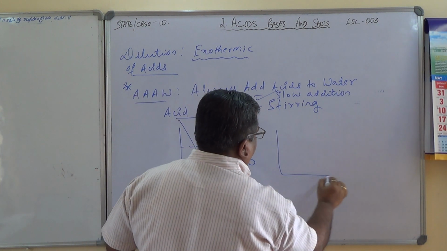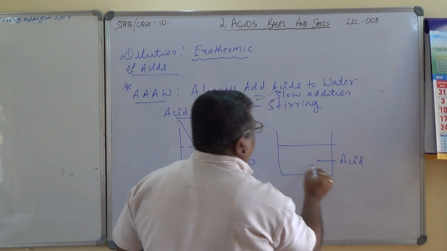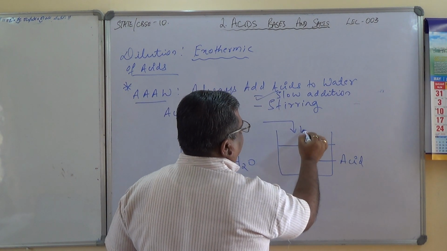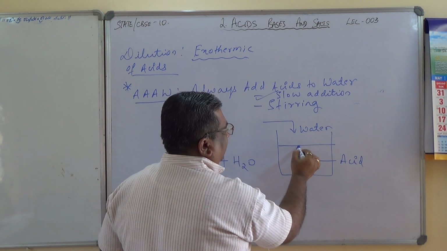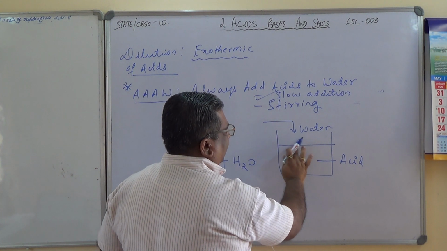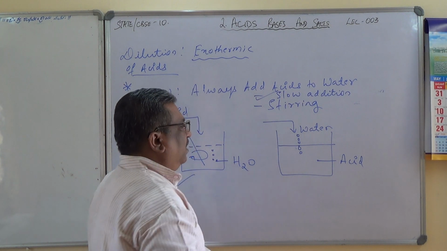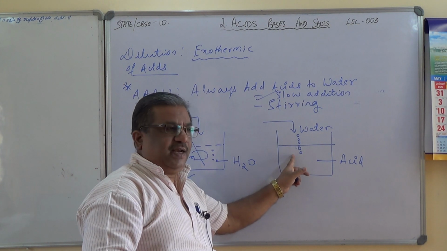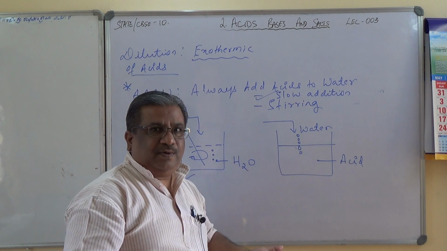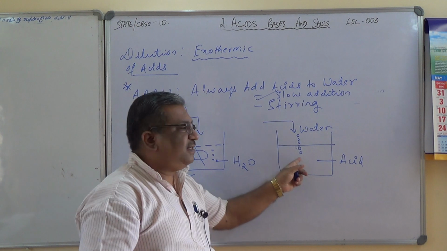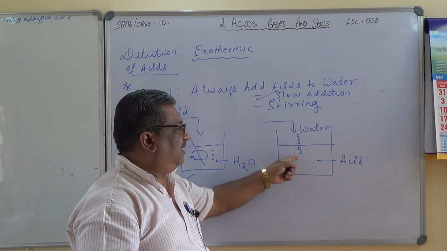The other way around, if I take acid over here and pour water, the moment water droplets come over here, being a highly exothermic action, this entire solution may splash out due to excess heat generation. Because of the exothermic reaction, the excess heat is produced.